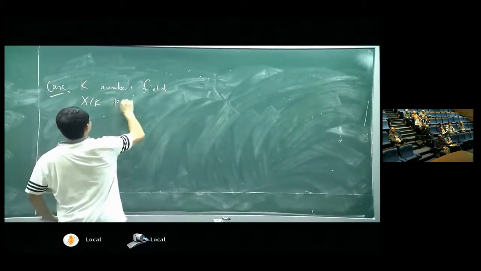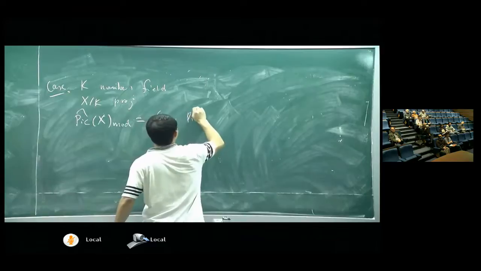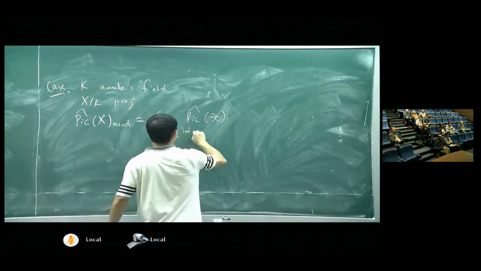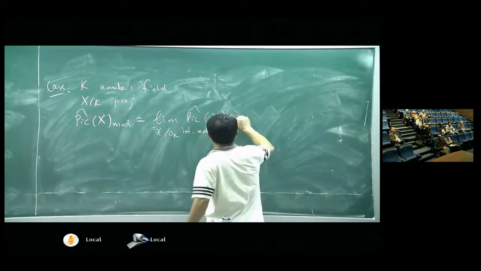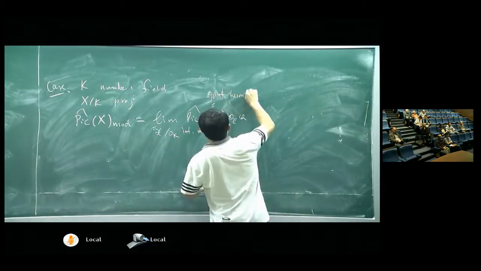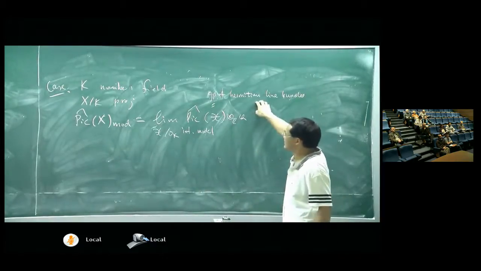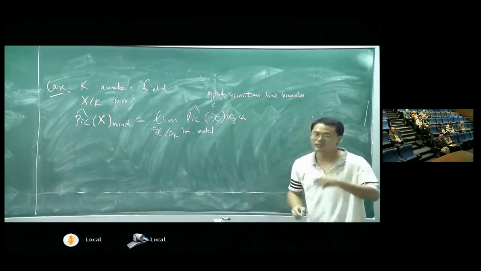So now, if K is a number field, and X over K is projective, we can take the Pic hat of X over O_K, and this time we tensor with Q. This is the group of Hermitian line bundles. So it is a pair consisting of a line bundle on the integral model and a Hermitian metric on the complex points, in the setting of Arakelov theory.